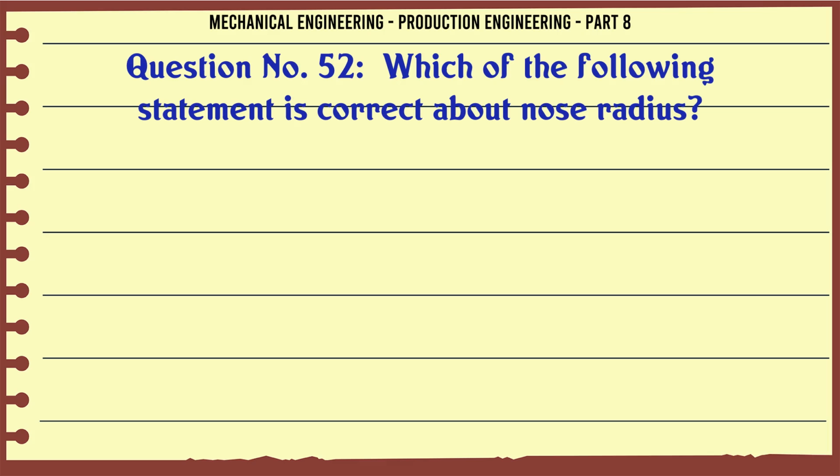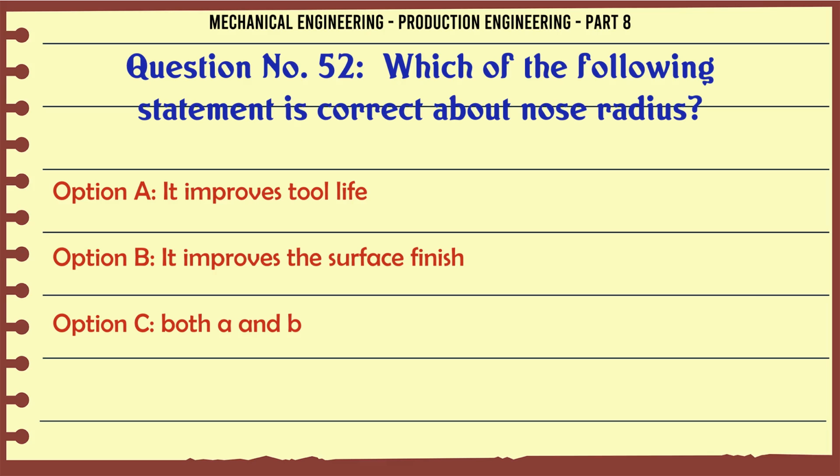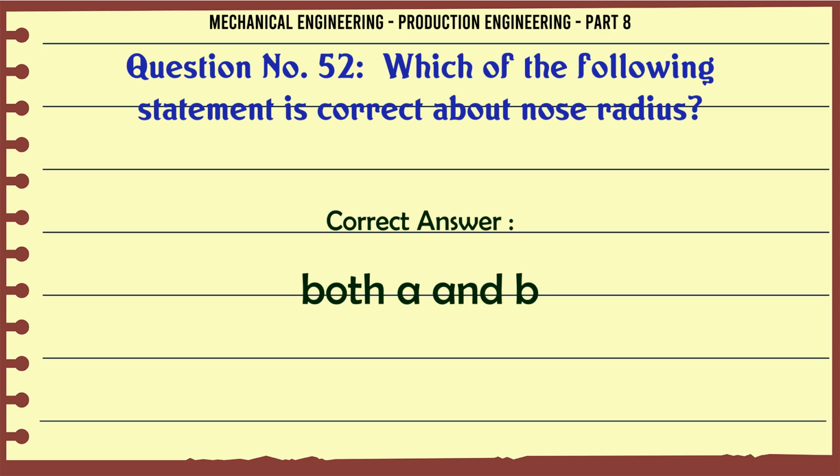Which of the following statements is correct about nose radius? A. It improves tool life. B. It improves the surface finish. C. Both A and B. D. None of these. The correct answer is both A and B.